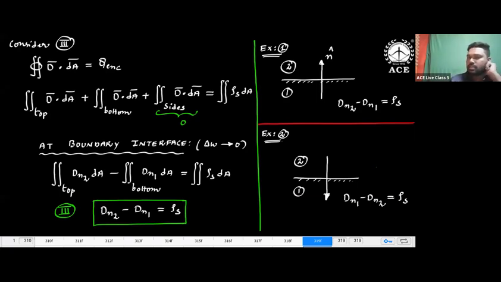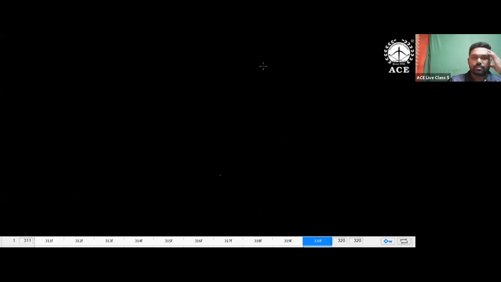Clear? Yes. So this is the third boundary condition. Now let us have the fourth, last boundary condition. I'm going to turn the page. Consider the fourth boundary condition. What is the fourth Maxwell equation? Closed surface integral of B dot dA is equal to 0. Expand this one.